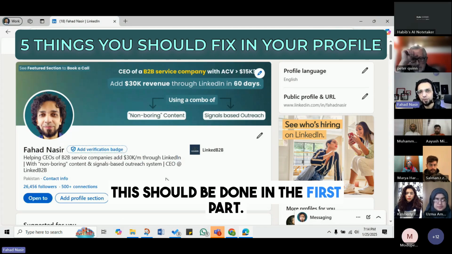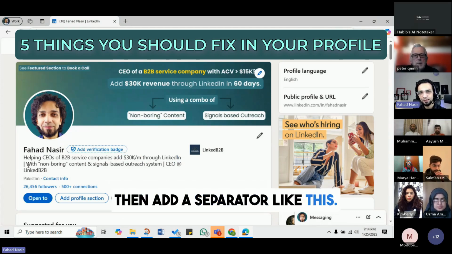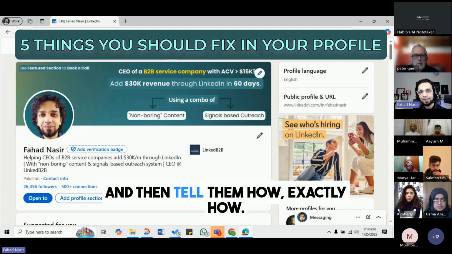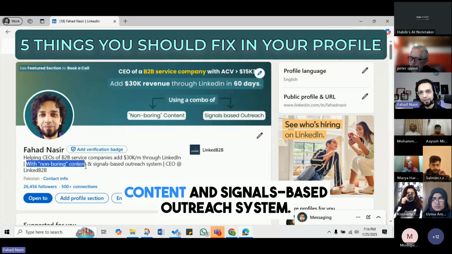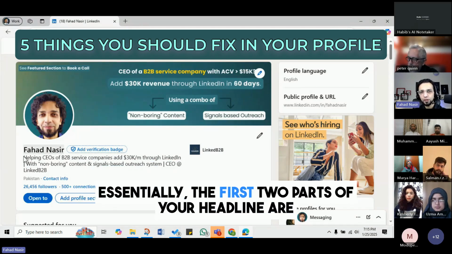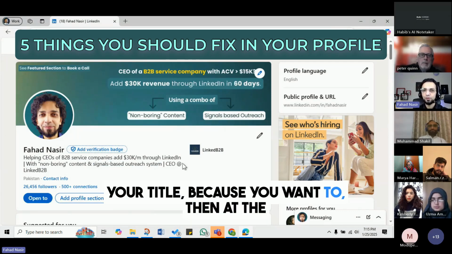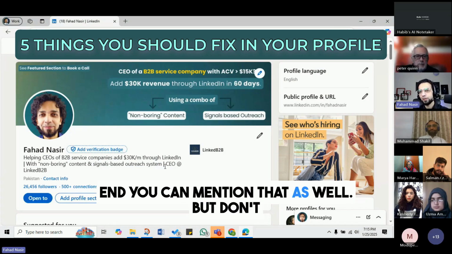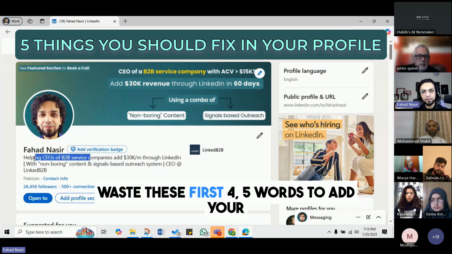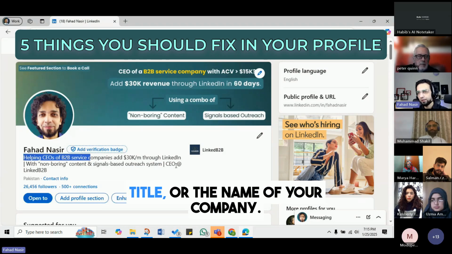This should be done in the first part, then add a separator like this, and then tell them how. Exactly how. I use a combination of content and signals based outreach system. Essentially, the first two parts of your headlines are for this. If you still want to mention your title because you want to, then at the end you can mention that as well. But don't waste these first 4 or 5 words to add your title or the name of your company.